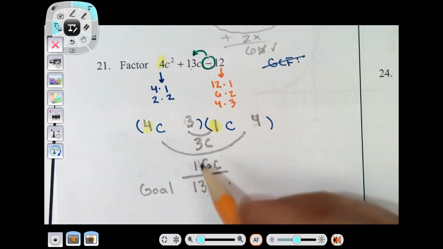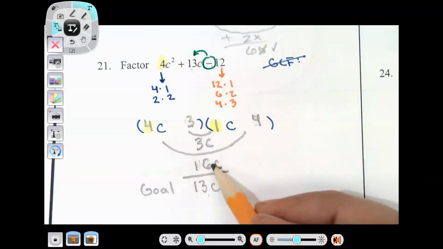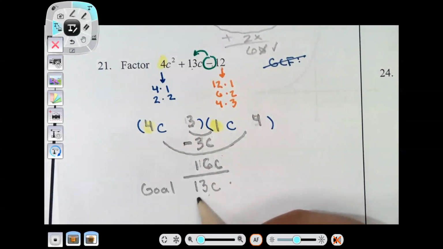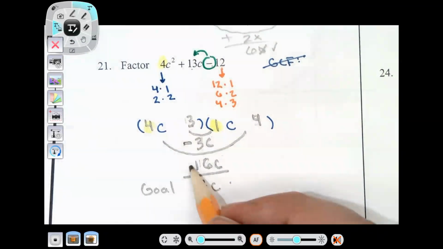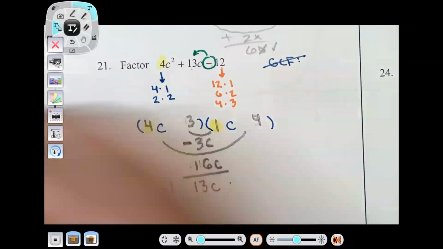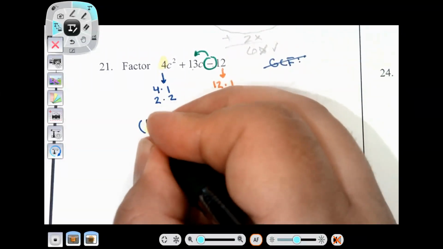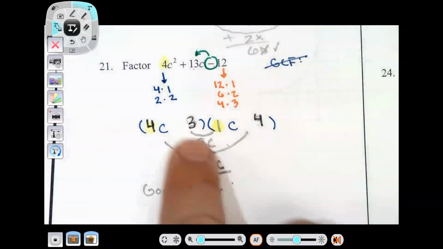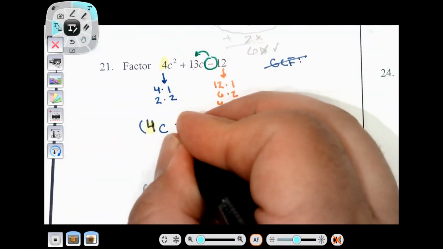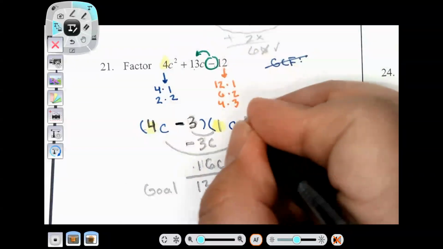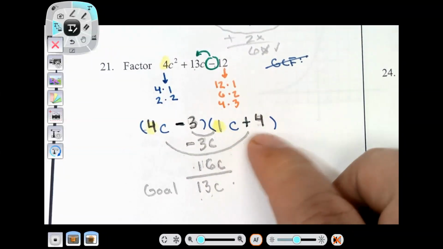The question is, who's the negative? And if you're thinking -3, you're right, because I want my answer to be positive, so my bigger number should be positive. So when I come up here, now we know this is the right order. It's a 3, it's a 4 there, but I want my 3c to be negative, so there's the negative. 4 times 4 is positive 16c, so we put a plus sign there.